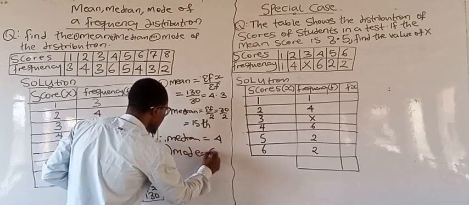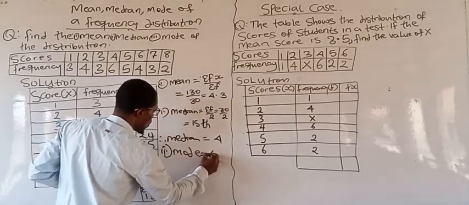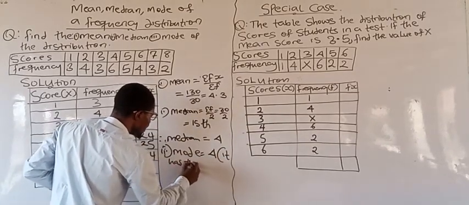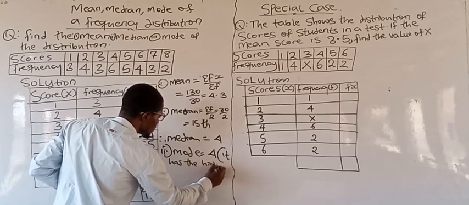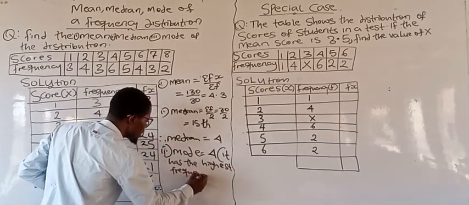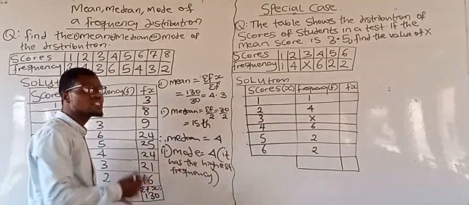So you have 6. Why? Sorry, that is 4. Why? It has the highest frequency. It has the highest frequency. So that is that about that. Make sure you study it carefully.